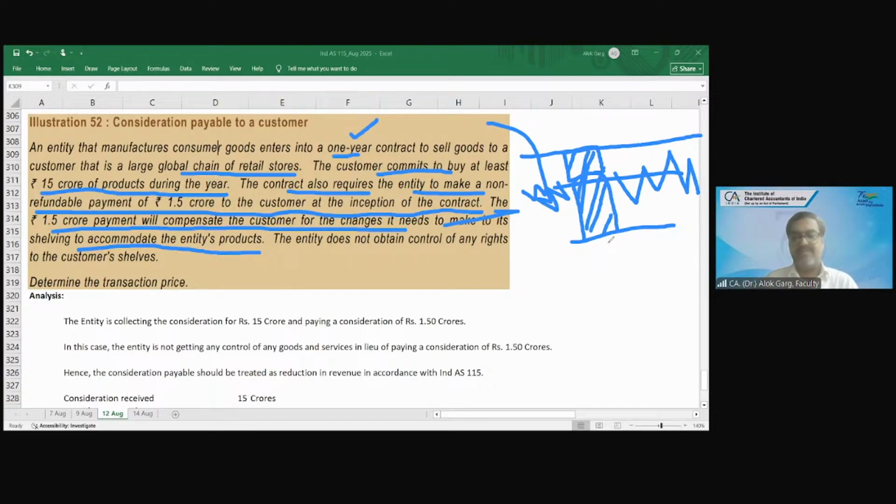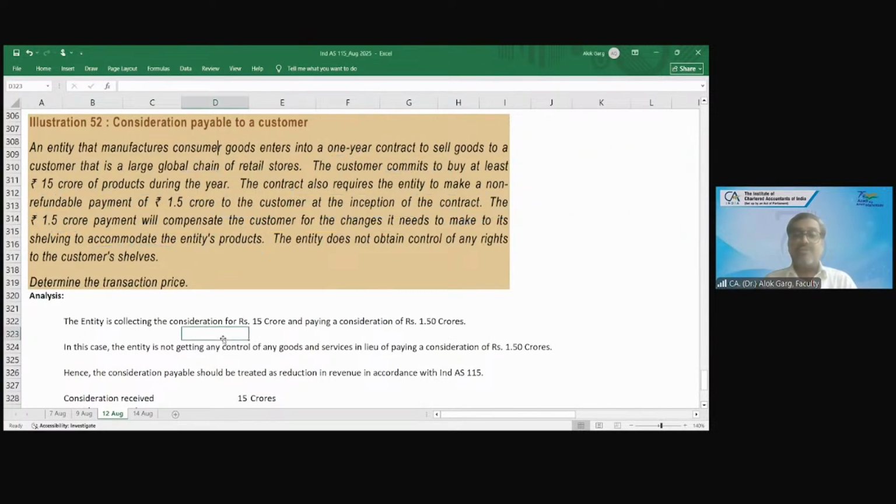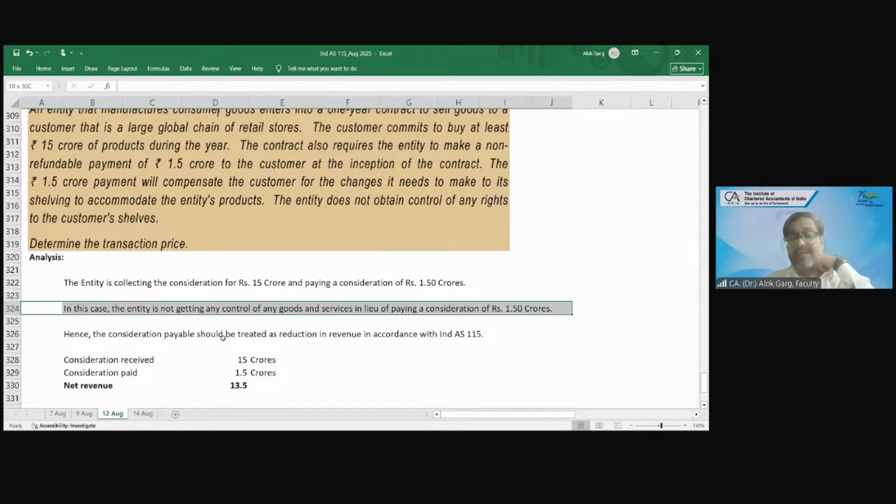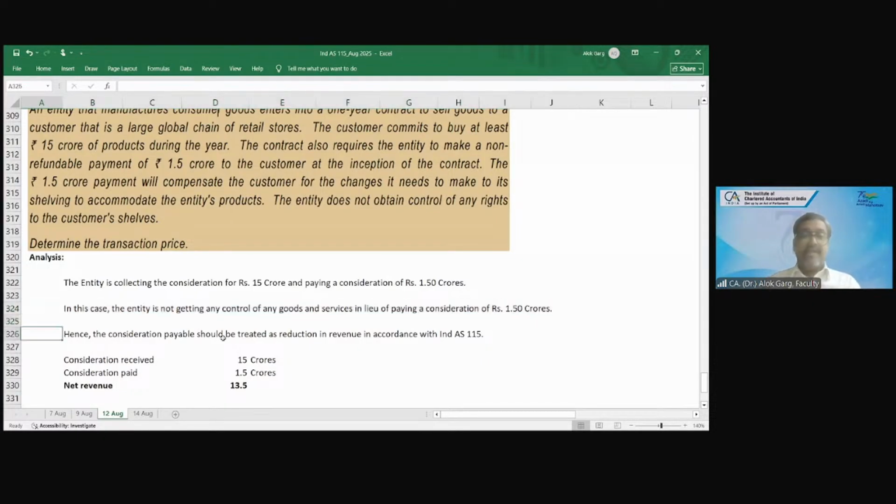Please customize the shelves yourselves. So this is a consideration payable to a customer, and this consideration is not for distinct goods and services. So what should we do? We should net it off from revenue. The entity is collecting the consideration of 15 crore and paying a consideration of 1.5 crore. In this case, the entity is not getting control of any goods and services in lieu of paying the 1.5 crore. Hence, the consideration payable should be treated as a reduction in revenue in accordance with Ind AS 115.